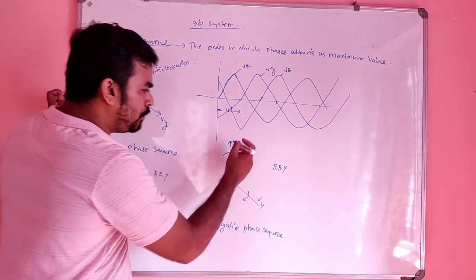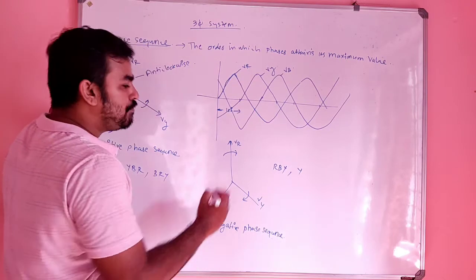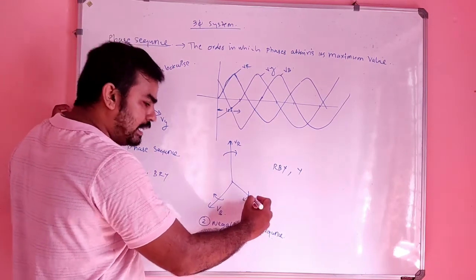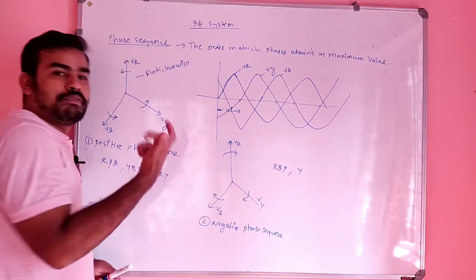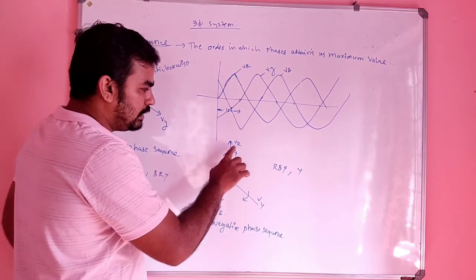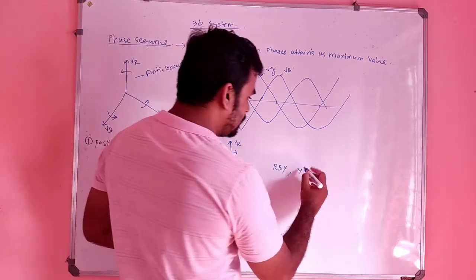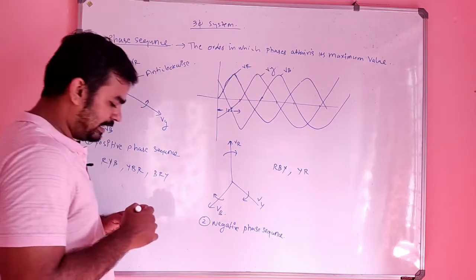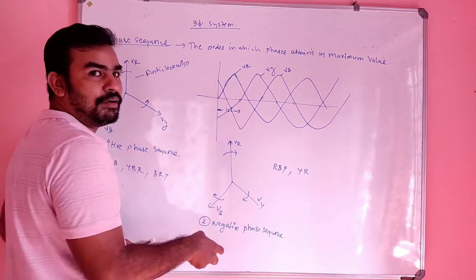Another one: suppose you take Y as the reference. If you turn this Y by 120 degrees in the clockwise direction, what happens? This VR will come here. That means R, and again you turn once more, this VB will come here, right?